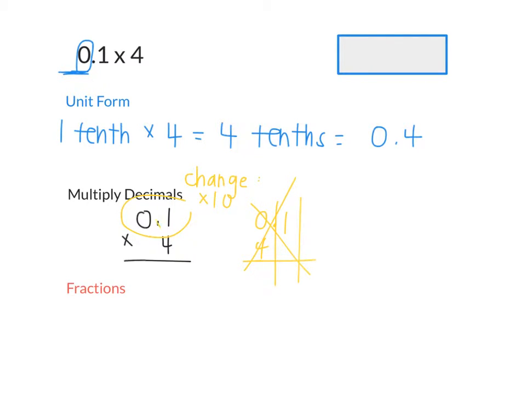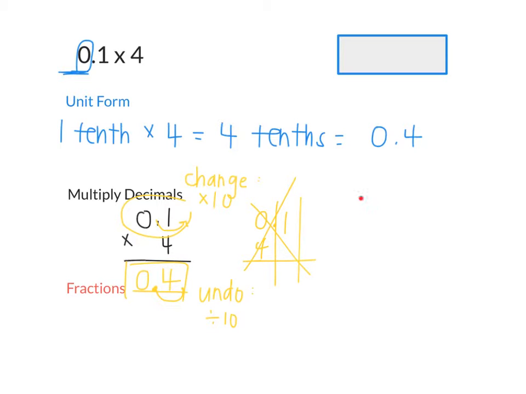If I do that, the digits will all shift to the left, and the decimal point will be gone. So I have 1 times 4. What's 1 times 4? 4. Is my final answer 4? No, because I changed the problem. I had to change, so I have to undo. If my change was multiplied by 10, what should my undo be? Divided by 10, which would shift all the digits to the right. So then my answer is 0.4. So we can see we get the same answer if we use unit form or we use the standard algorithm.